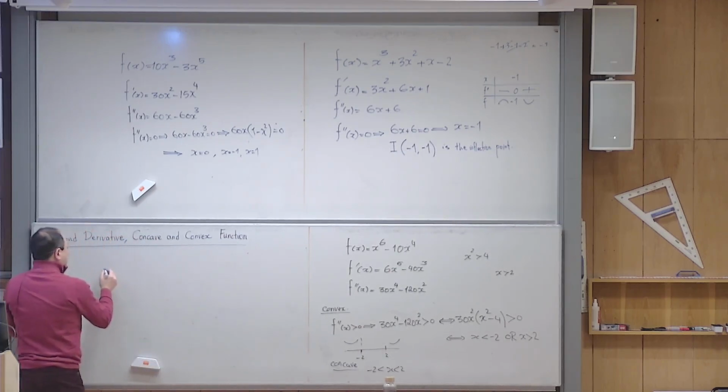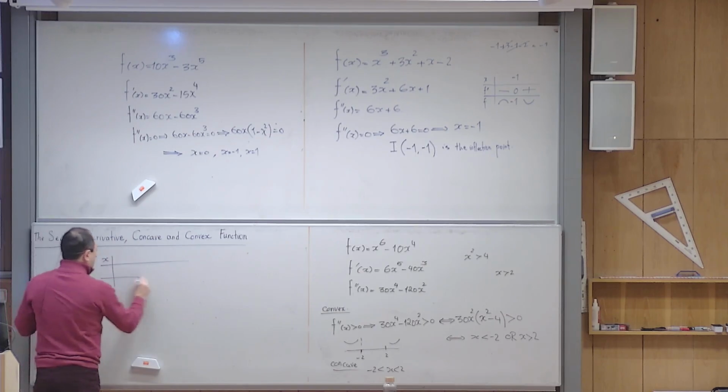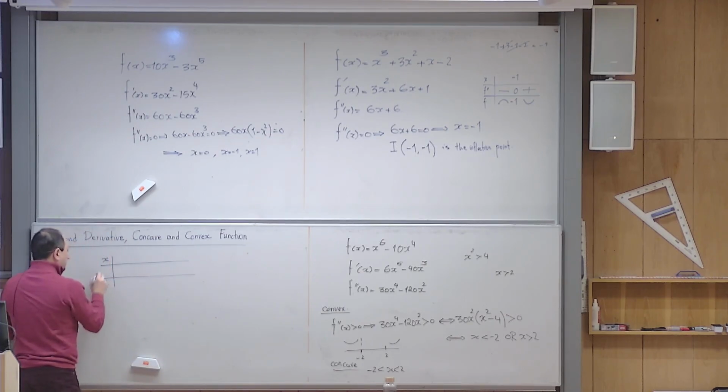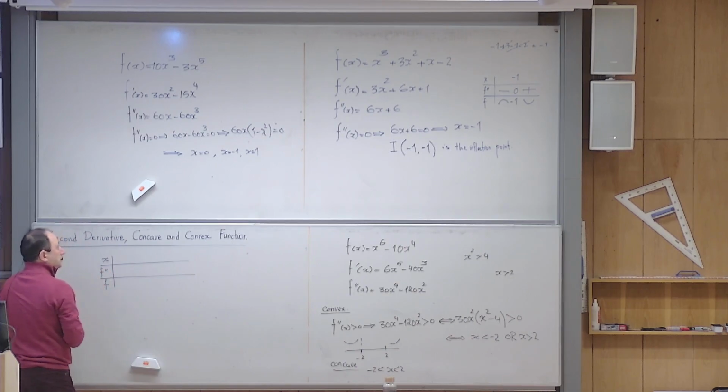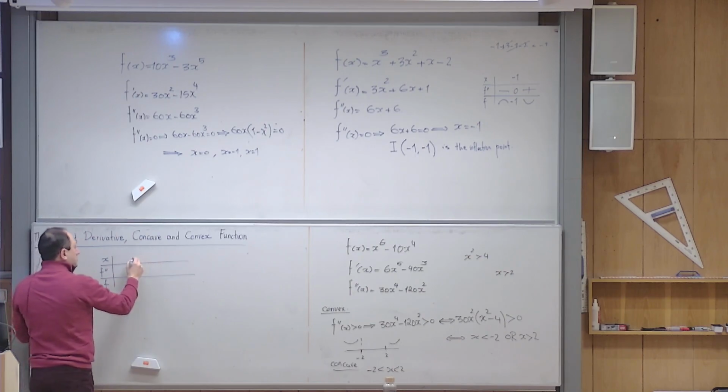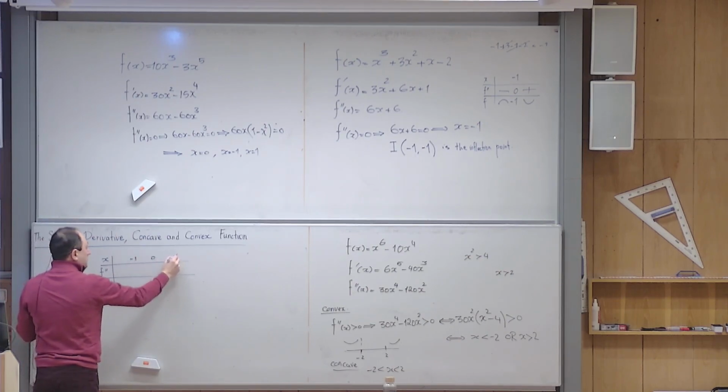Okay, so I have a table here. Again, the first row is as usual x. The last row is as before f. The middle row is f double prime, and I arrange the numbers I found in ascending order from left to right. So it is -1, 0, and 1.